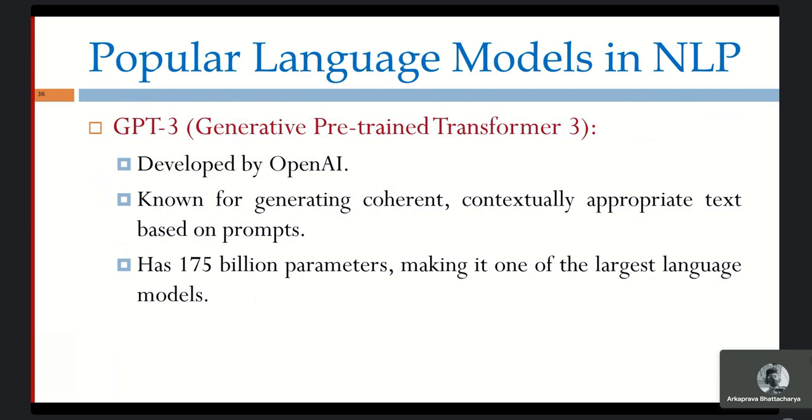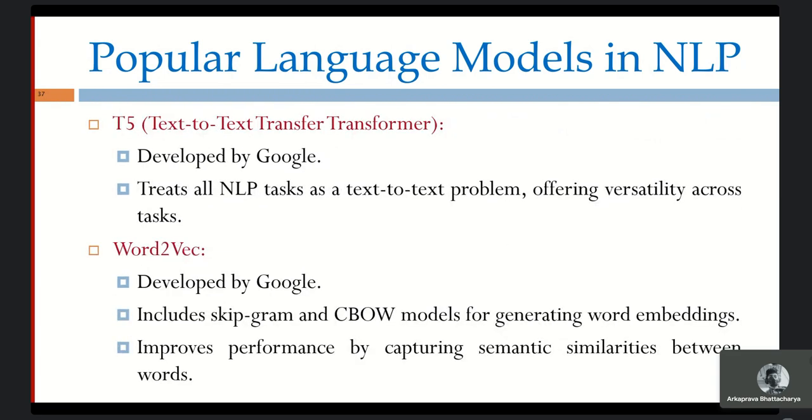Then you have generative pre-trained transformer 3, that is GPT-3, which was developed by OpenAI. This is a large language model known for its ability to generate coherent and contextually appropriate text based on prompts. With 175 billion parameters, it is one of the largest and most popular language models to date. Next is T5, text-to-text transfer transformer, developed by Google. It treats all NLP tasks as a text-to-text problem, offering versatility across tasks.